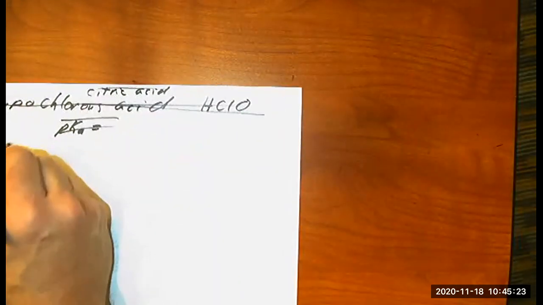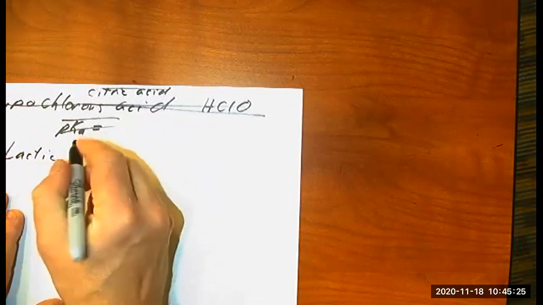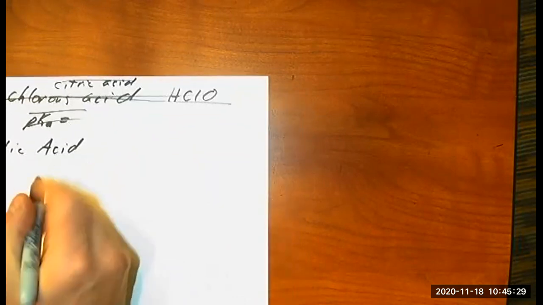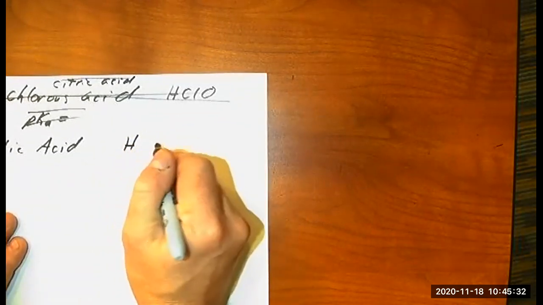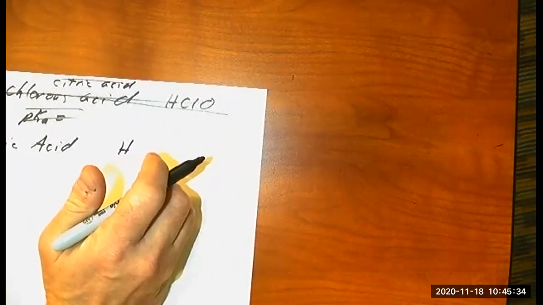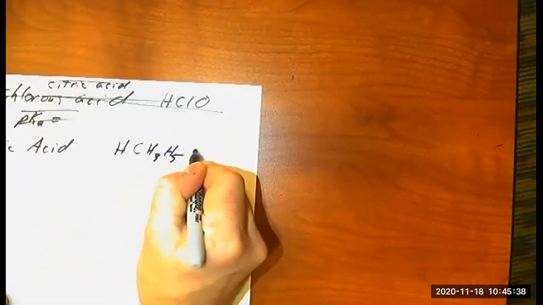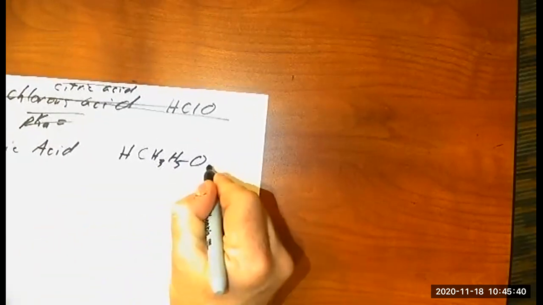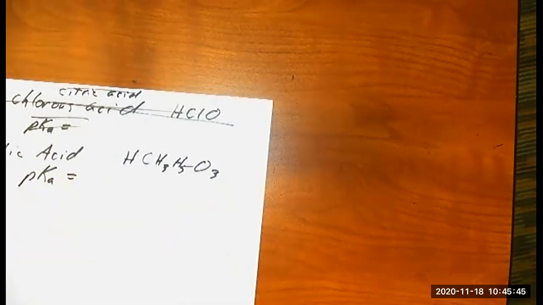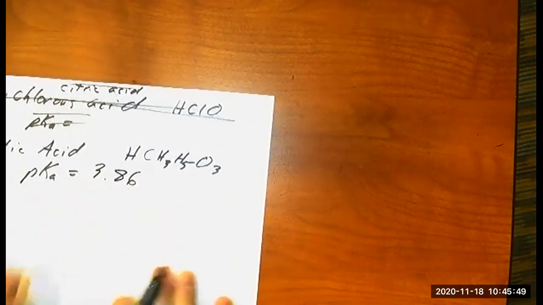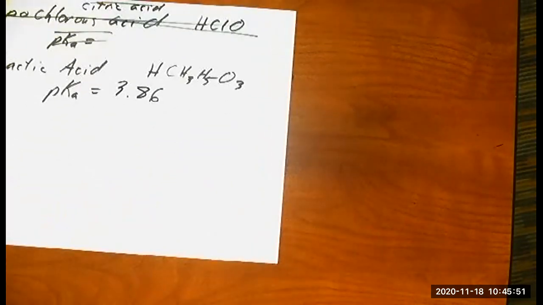So lactic acid is a component of milk. We have CH3CH(OH)COOH, C3H6O3, and it has a pKa of 3.86.